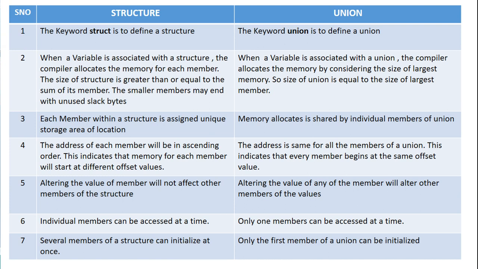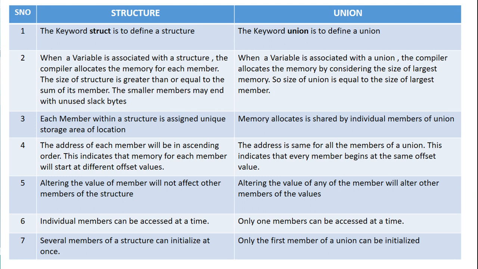When a variable is associated with a structure, the compiler allocates the memory for each and every member. That's why the size of structure is greater than or equal to the sum of sizes of its members. The smallest member may end with unused stack memory. So here for each and every variable of structure, memory gets allocated. So size of structure is always greater than the sum of the sizes, right?